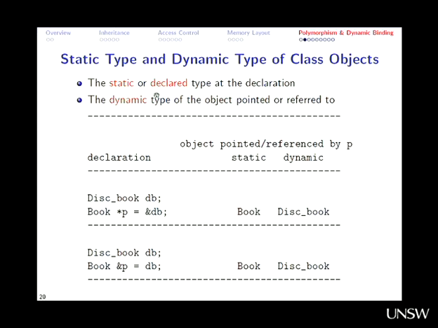The static type, or the declared type, is determined at the declaration. The dynamic type is the object in memory that is either pointed to or referenced. And so again, static binding happens at compile time, dynamic binding happens at runtime. Things that are declared virtual are dynamically bound at runtime.